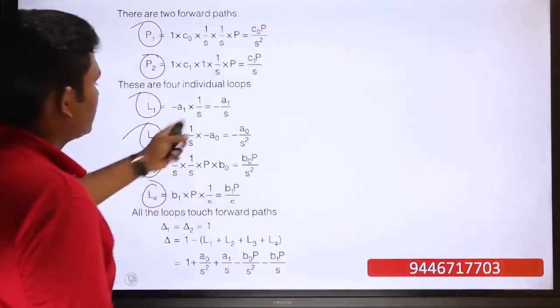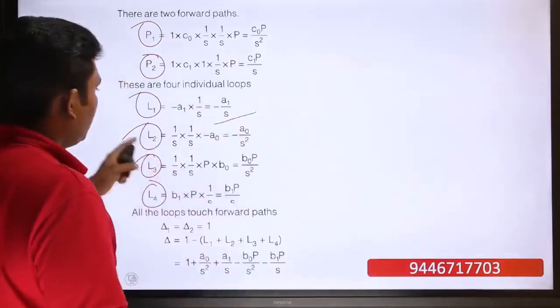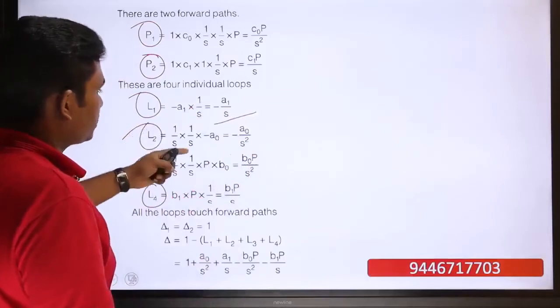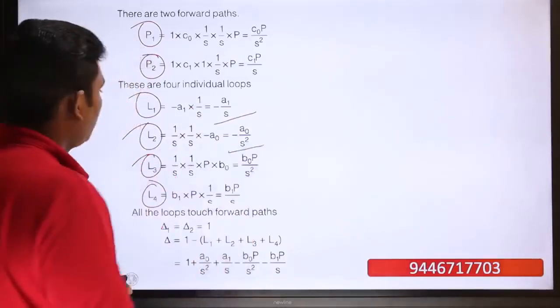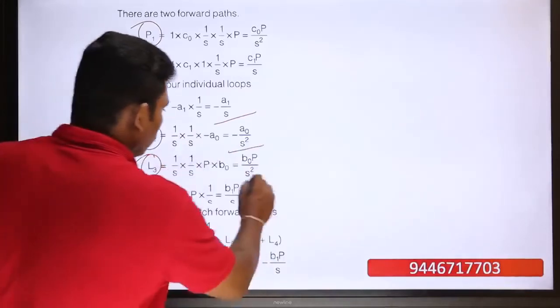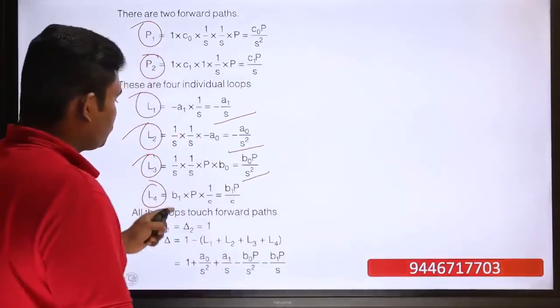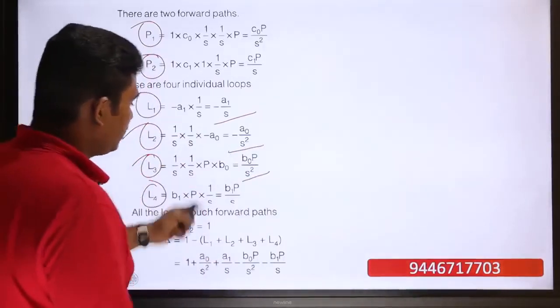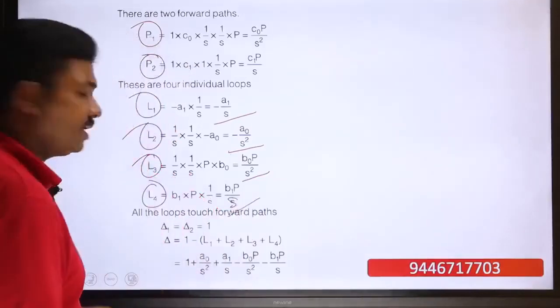L1 includes minus A1 and 1 by S, so it contributes to minus A1 divided by S. L2 includes minus 1 by S, minus 1 by S, minus A0, contributing to A0 divided by S square. L3 includes 1 by S, P and B0, contributing to P B0 divided by S square. And L4 includes B1, P and 1 by S, contributing to B1 P divided by S.